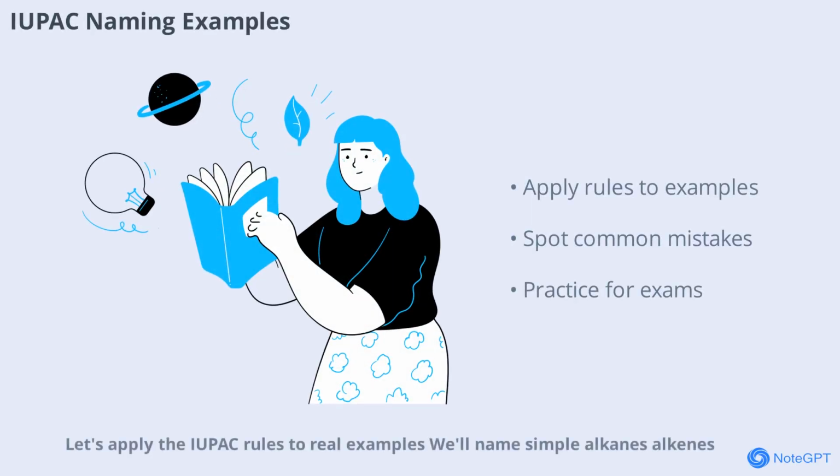Let's apply the IUPAC rules to real examples. We'll name simple alkanes, alkenes, and compounds with functional groups. For instance, 2-methylpropane and 3-chloropentane. We'll also discuss common mistakes and tips for avoiding them. Seeing the rules in action will help solidify your understanding and prepare you for exam questions.